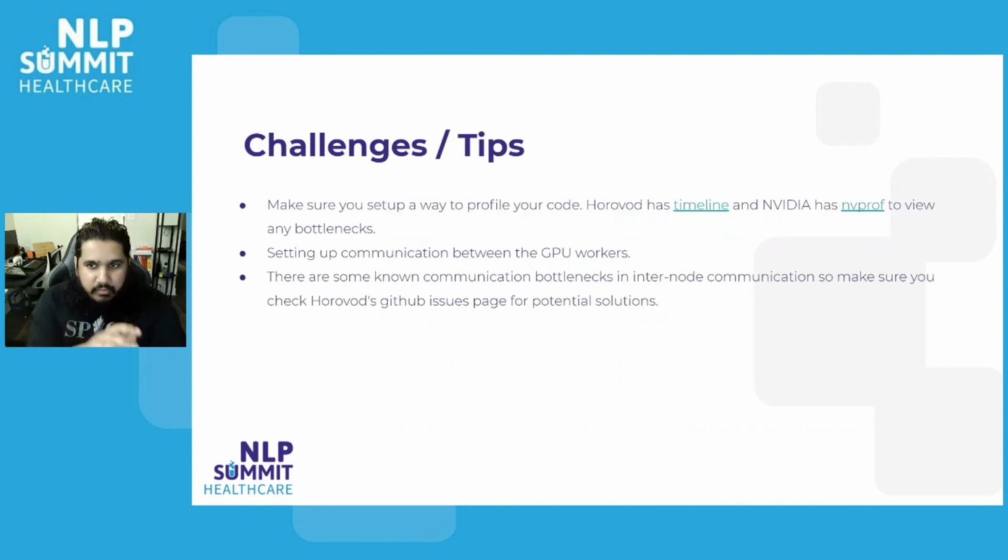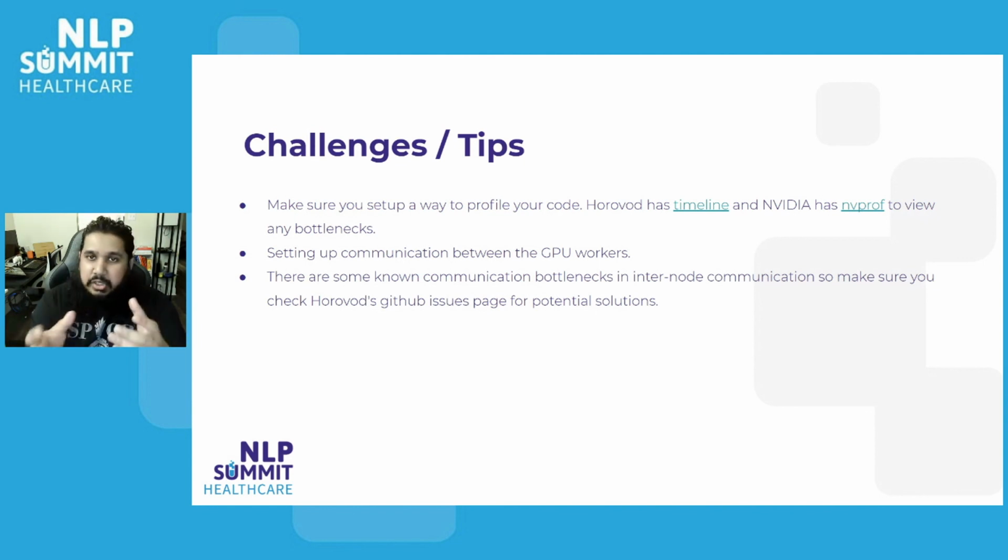So there were a lot of challenges in getting the first version up and running, but here are some general tips that you can keep an eye out for. So first one, make sure you set up a way to profile your code. Horovod has something called Timeline, and NVIDIA has nvprof to view any bottlenecks. So identify what your problem is before trying to actually solve it.